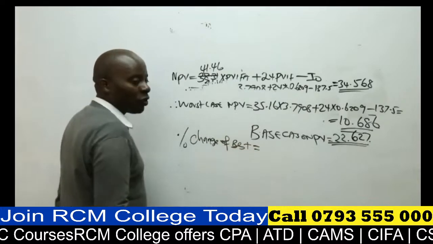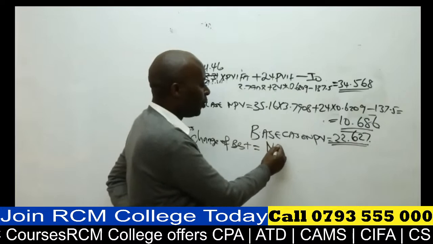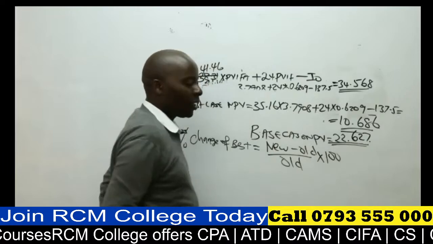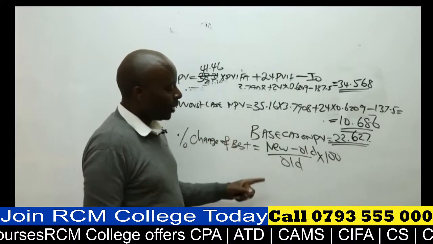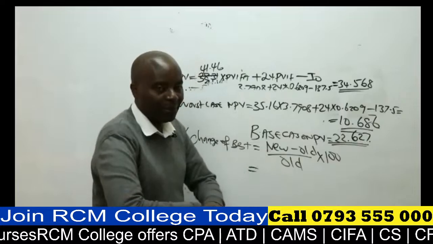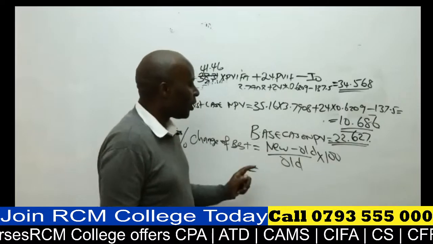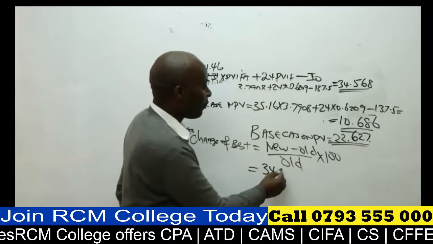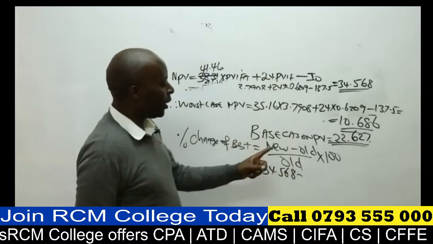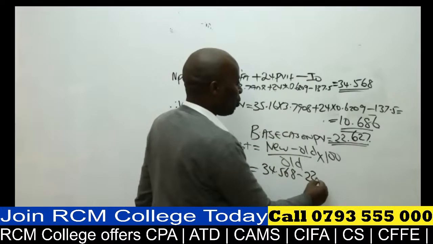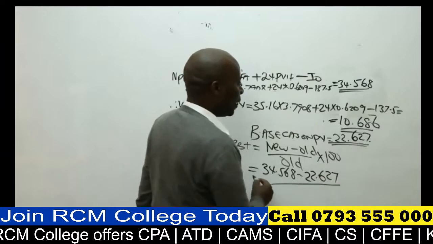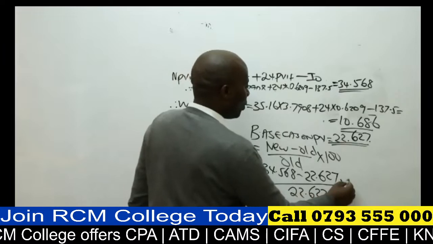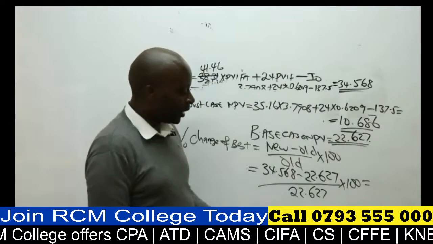So ladies and gentlemen, given this information, I should be able to get the percentage change of best. I will take the new minus the old, all over the old, times 100. The new, of course, is the best, and the old will be the base. The new best is 34.568 minus the old, which is 22.627, all over again the old, which is 22.627. Whatever we get there, times 100.